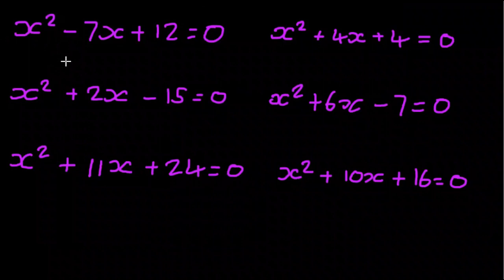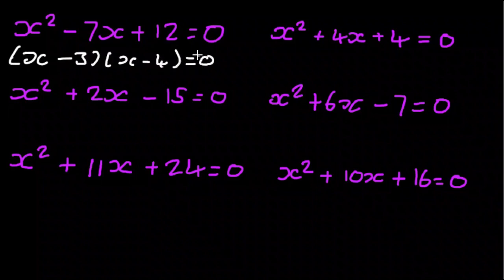This one here, we're looking for factors of 12 that combine to make minus 7. So we're going to factorize this into x minus 3, x minus 4 equals 0. And you can double check this by multiplying out, so we get an x squared term, minus 3x minus 4x is minus 7x, minus 3 times minus 4 is 12. So that implies x is equal to 3 or x is equal to 4.